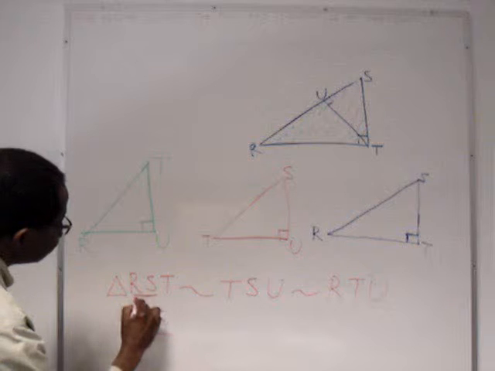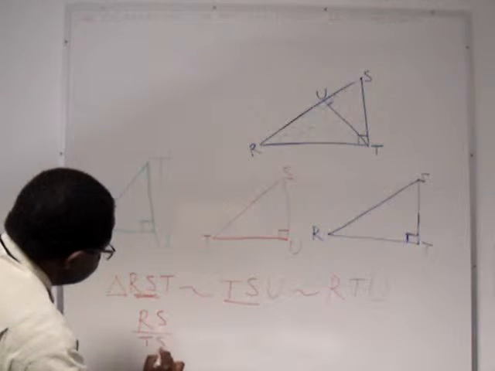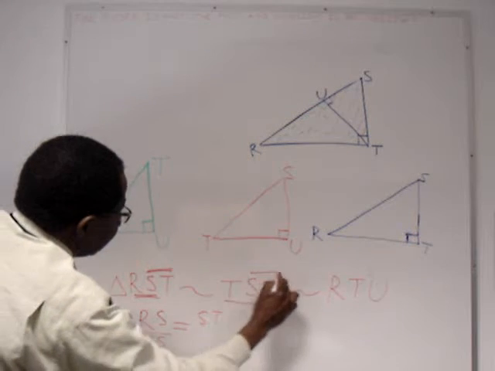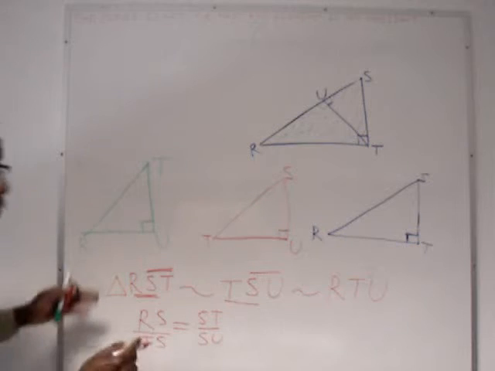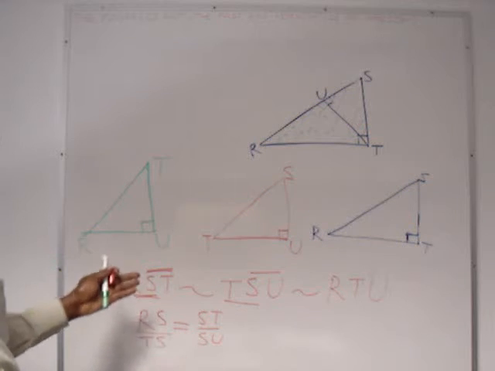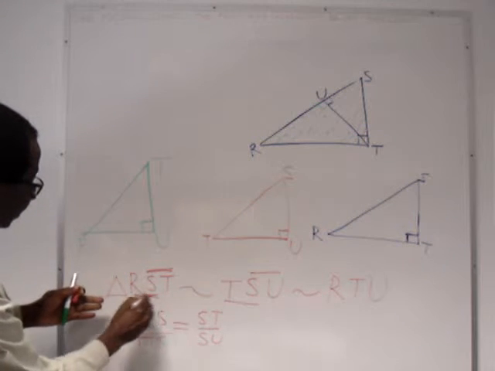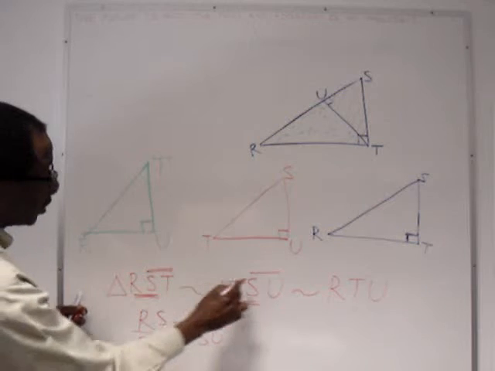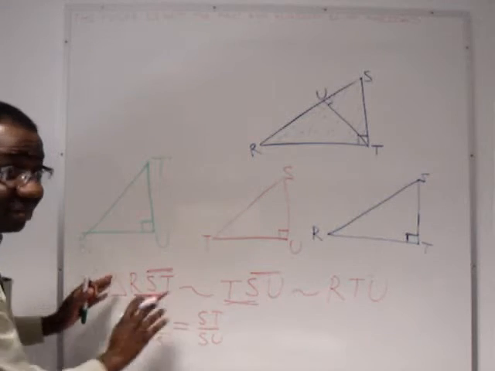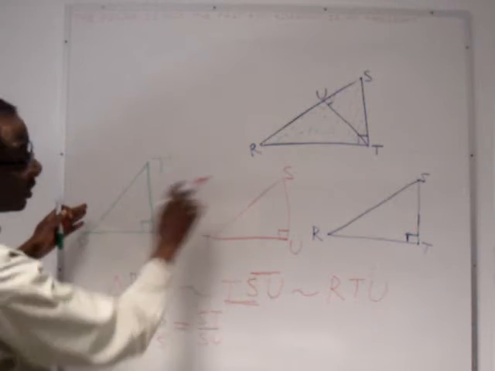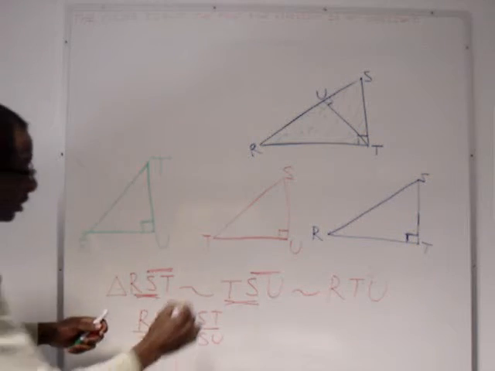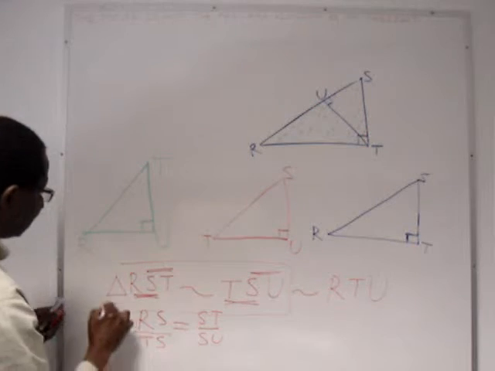RS over TS must be equal to ST over SU. That is, once you've proven that two triangles are similar, you can then play with their ratios, always keeping the positions of the vertices in how you have labeled the triangle. That's why it's important for you to always be consistent in your orientation. Once your orientation is right, then it's easy. So that's for these two taken together at once.